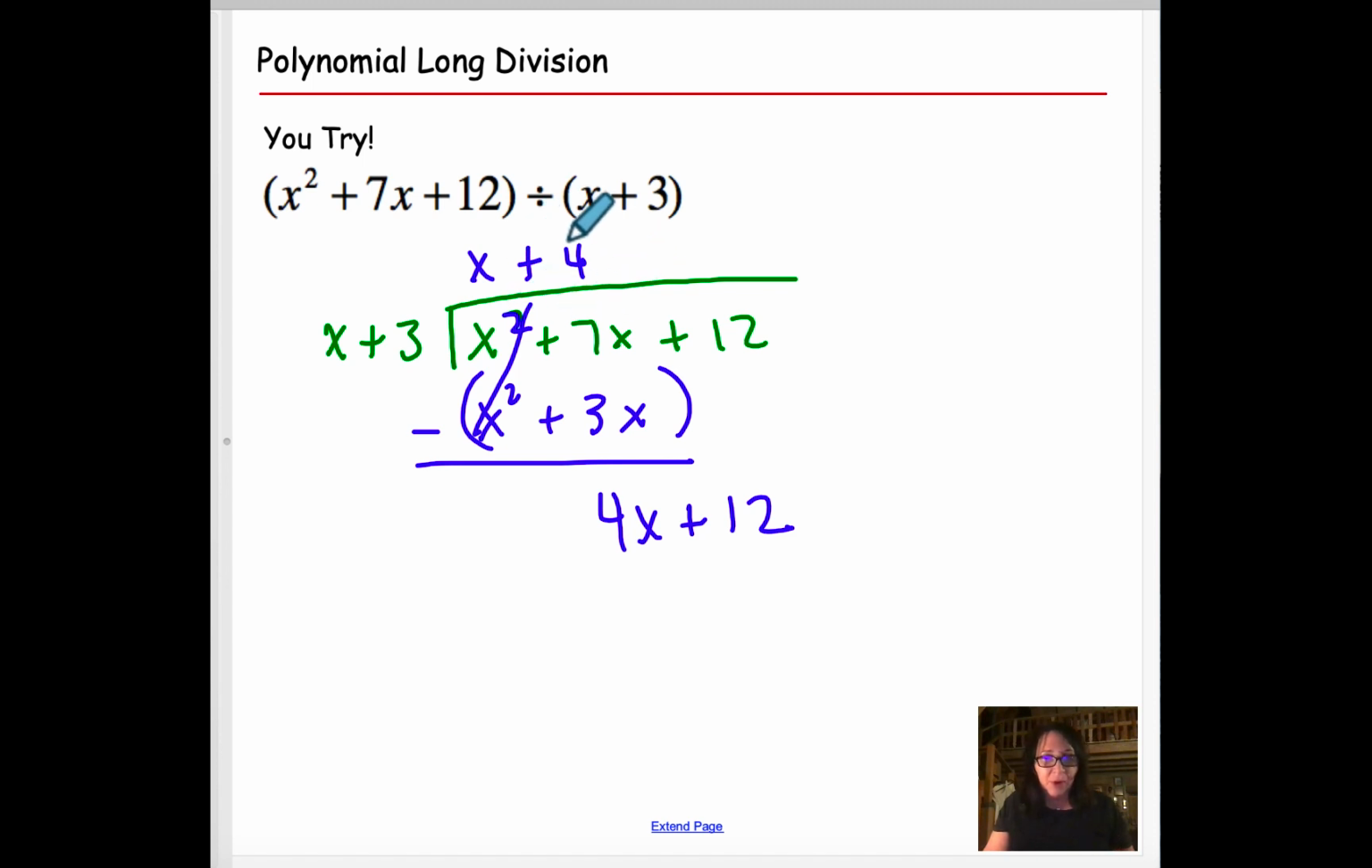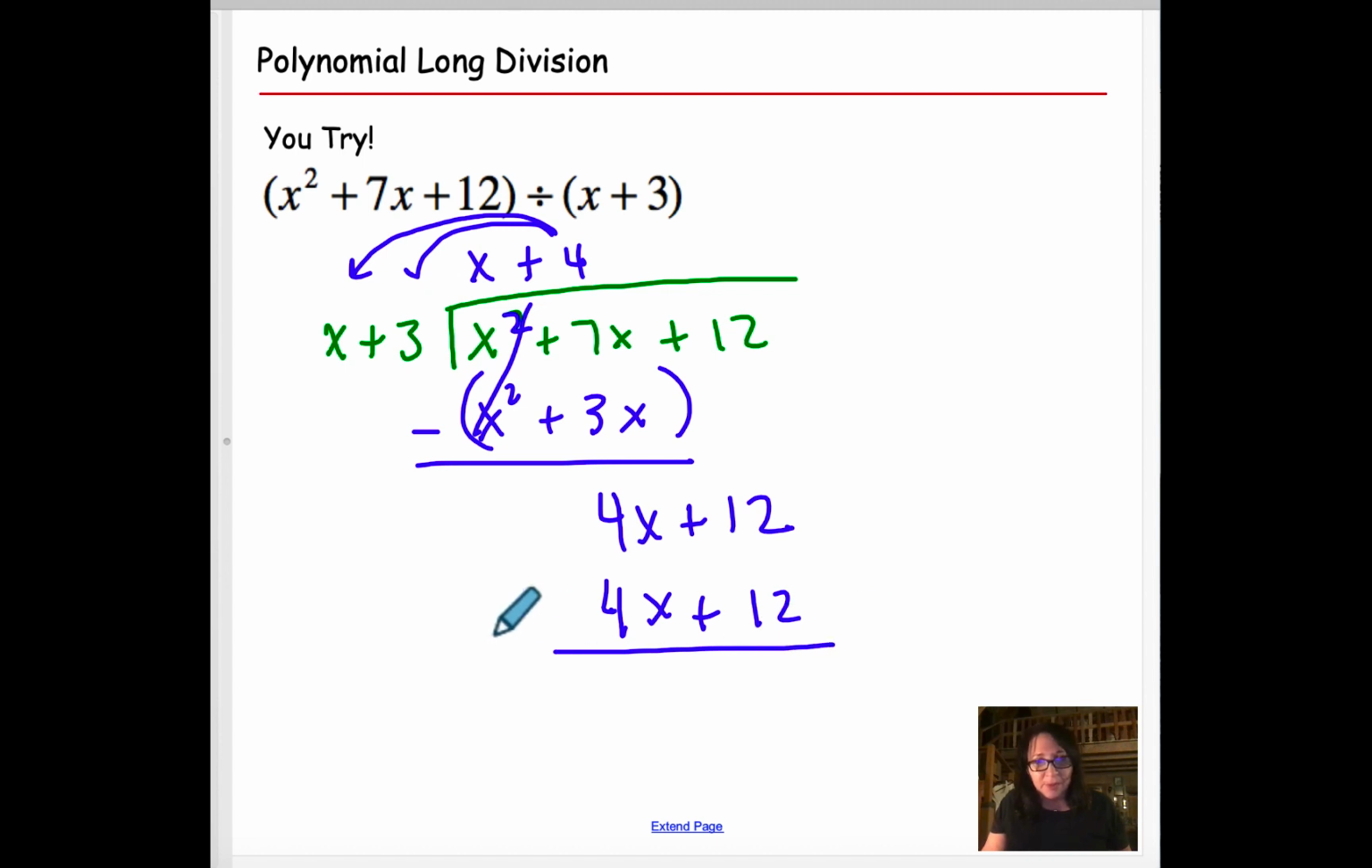Again, you get this number on top, and then you have to multiply it through. So 4 times x is 4x. And then 4 times 3 is 12. And so I'm going to subtract the quantity. 4x minus 4x, gone. 12 minus 12, also gone. 0 remainder, which basically means my quotient is going to be x plus 4.